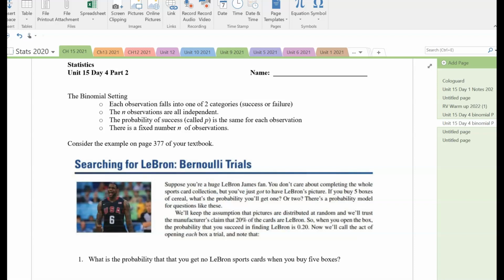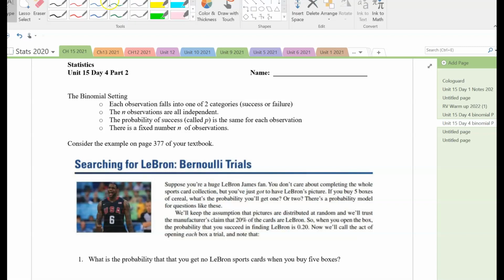Yesterday we learned about the binomial distribution, and if you look at the screen there are four things to be binomial. There needs to be two outcomes, which we called success or failure. The observations need to be independent. The probability of success needs to be the same for each observation, and there needs to be a fixed number of trials or observations. You'll find this information on page 377 of the Bach textbook.